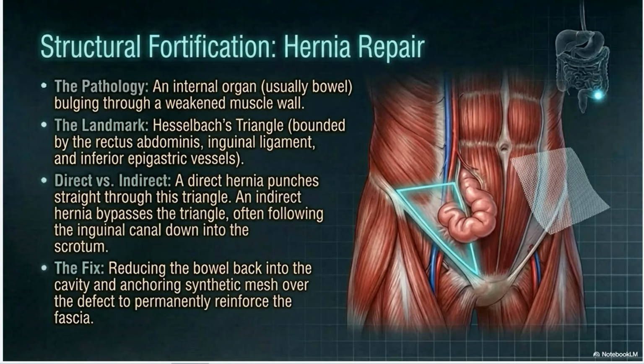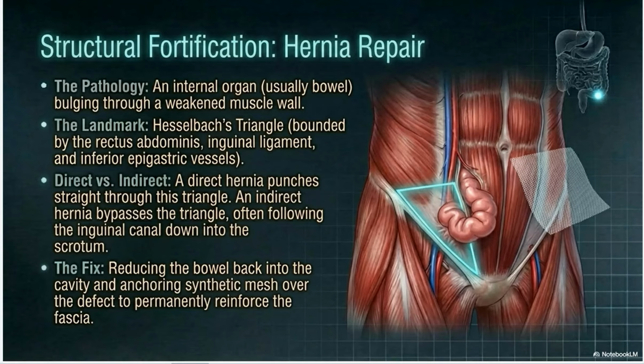There are two major types of inguinal hernias: direct and indirect. Direct hernias push directly through the abdominal wall within Hasselbalch's triangle. Indirect hernias follow the path of the inguinal canal and may extend into the scrotum in male patients. The goal of hernia repair surgery is to return the protruding tissue to its normal position and reinforce a weakened area. Surgeons commonly use synthetic mesh to strengthen the abdominal wall and prevent recurrence.